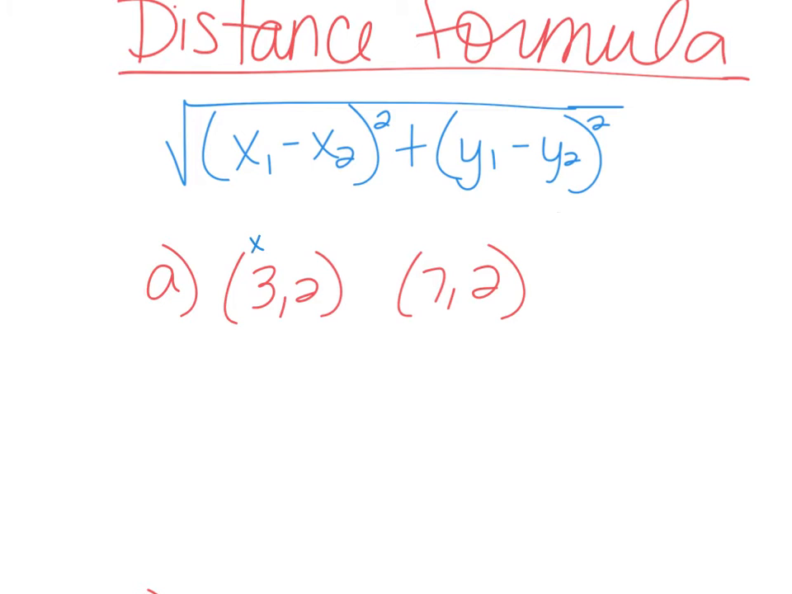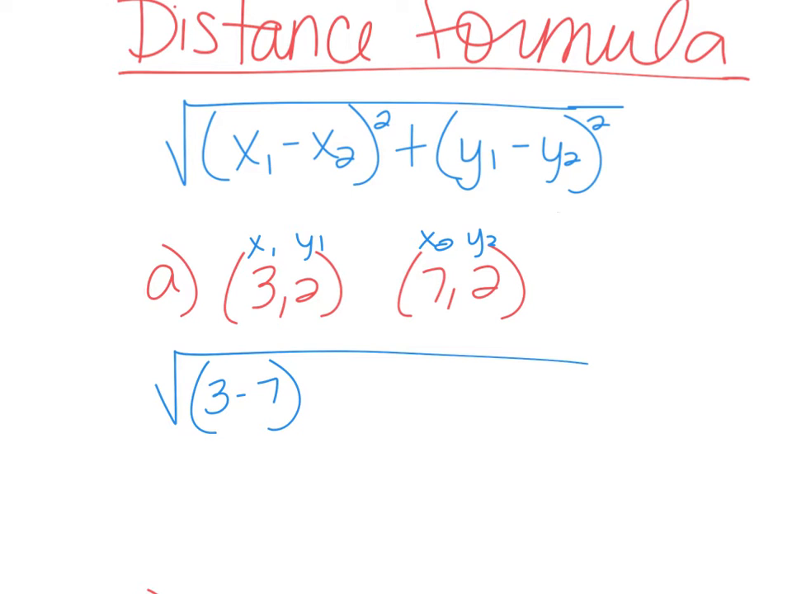Okay, so here we go. We have x1, y1, x2, y2. You're going to do a square root. So this is 3 minus 7, right? Because that's what x2 is. Squared, plus parentheses y1, 2 minus 2. Oops, I'm sorry. Let's change this problem. Actually, change that instead of a 2.